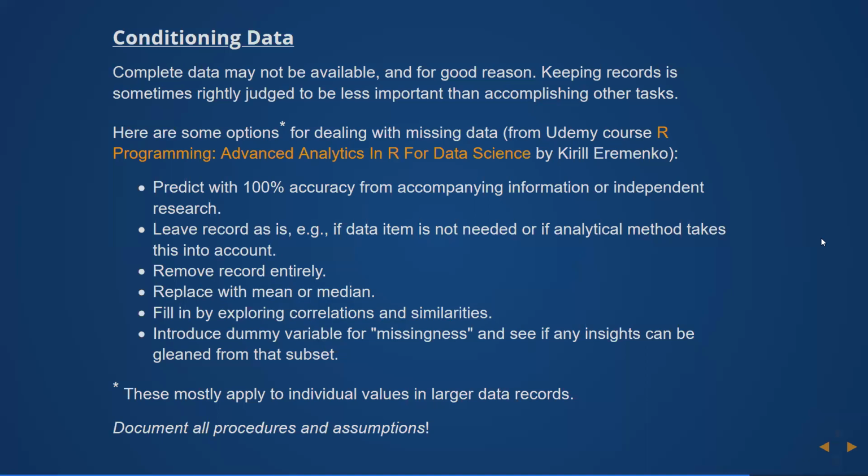We can either do independent research or deduce from the accompanying data what the information should be. An example is if you have data that's reported A plus B equals C, and C is missing, well, you have the information A plus B, so you can derive C.